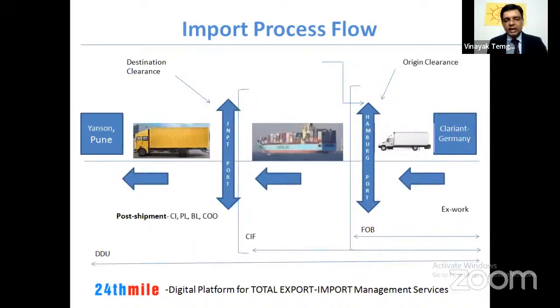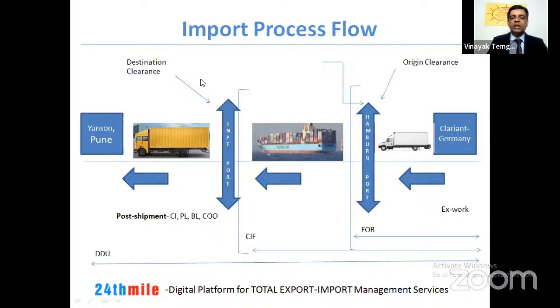Then the import process. It is exactly reverse. Import process is exactly reverse. From Clarence, Germany to Janssen. Again, Clarence does the export, loading the cargo. Then customs clearance is done. Then it is again loaded on the vessel. Then again here import clearance is done. So in this case there is a post shipment requirement to customs clear the cargo. It requires commercial invoice, packing list, bill of lading, and certificate of origin to do the customs clearance. Then after paying the duty and doing the customs clearance, it is loaded on the vehicle, and then the vehicle reaches Janssen, Pune. So this is the import procedure.